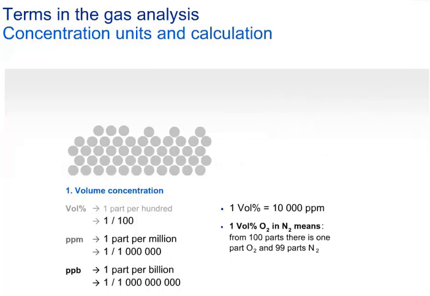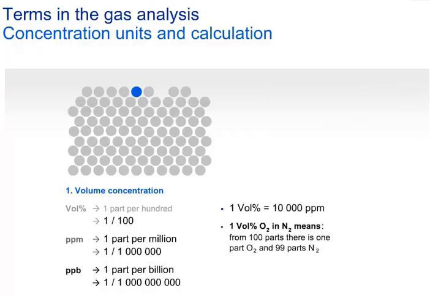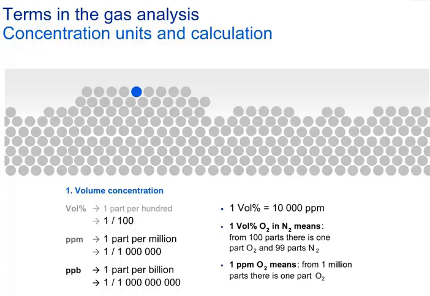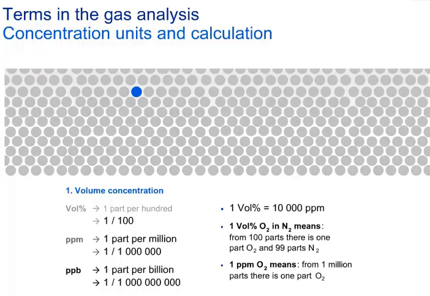1 volume percent O2, oxygen, in N2, nitrogen, means from 100 parts there is 1 part O2 and 99 parts N2. 1 ppm O2 means from 1 million parts there is 1 part O2. It's just a ratio between different parts. Can you imagine having 1 million little balls? All balls are black, just 5 of these are blue. You have to find these 5 blue balls. Then you find 5 ppm.